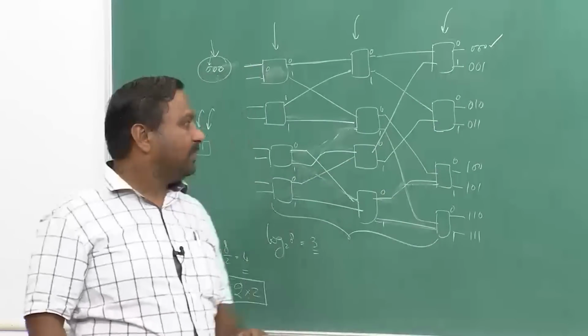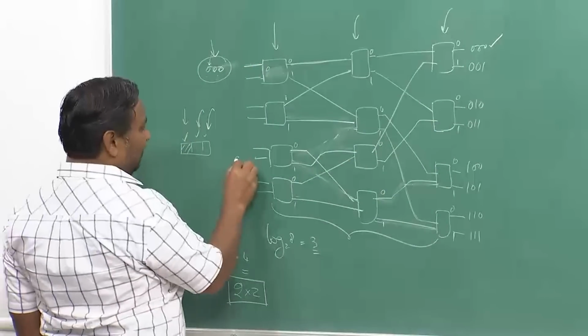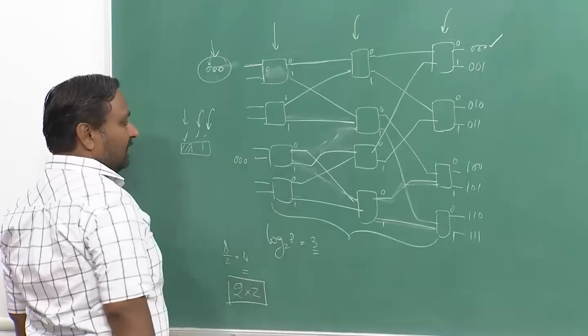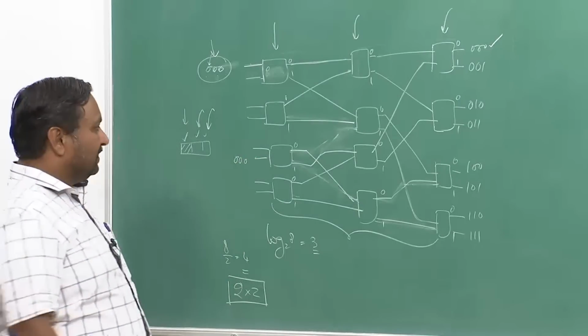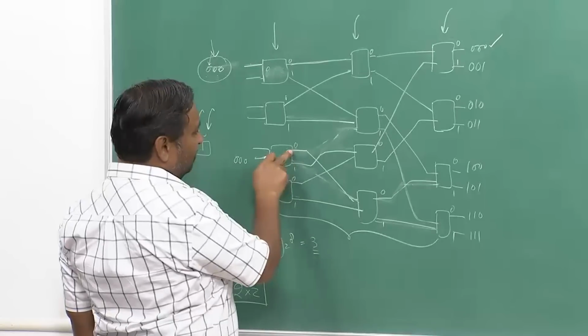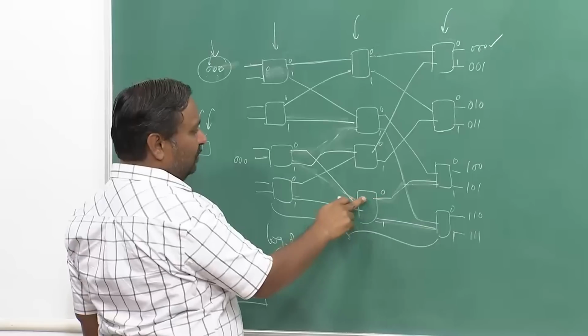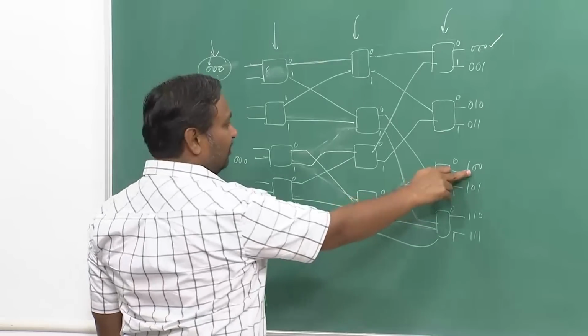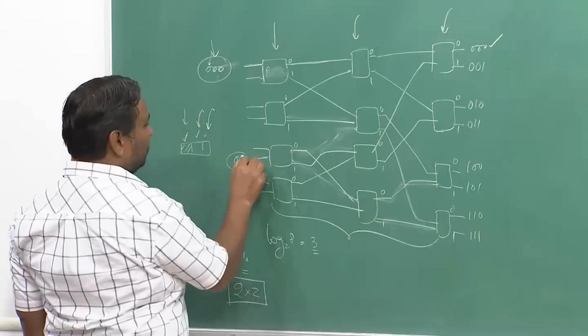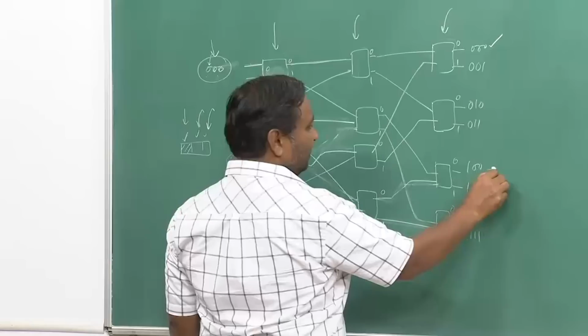But if I insert the same tag here, then what is going to happen? This one will now be routed to the upward path which will come here. So, the first 0 will bring it here, the second 0 will bring it here, and the third 0 will bring it here. So, this 0 0 0 when inserted here will actually reach here.